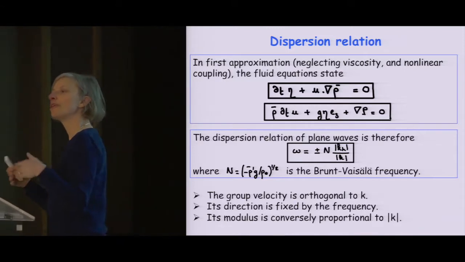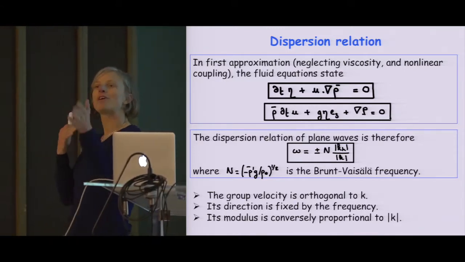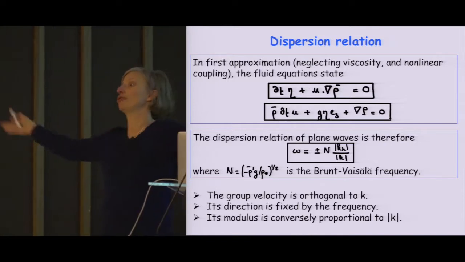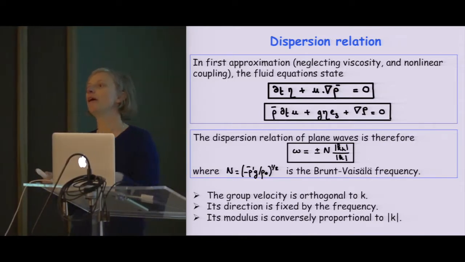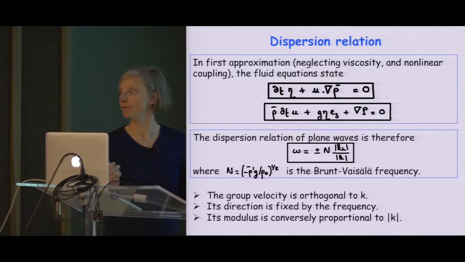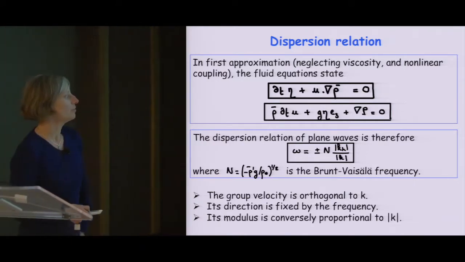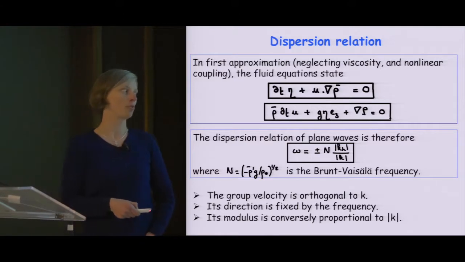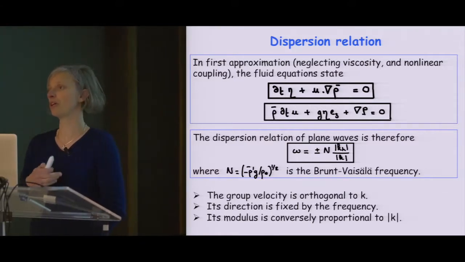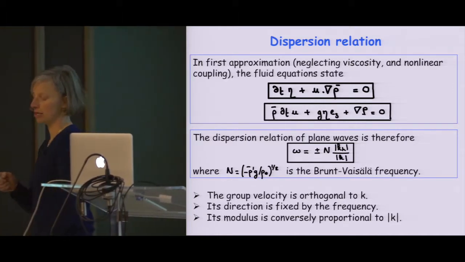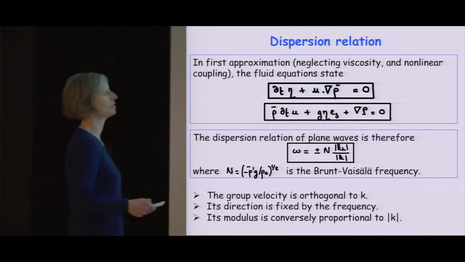For the sound, of course, the direction of propagation will not depend on the pitch. It will be just all possible directions. Here it's different. It will be like I change the pitch and not the same people will hear me. That's very different. And now the last property that is also different is that the modulus of the group velocity is inversely proportional to k. Once again, this is very different from the sound, where the speed doesn't depend on anything.